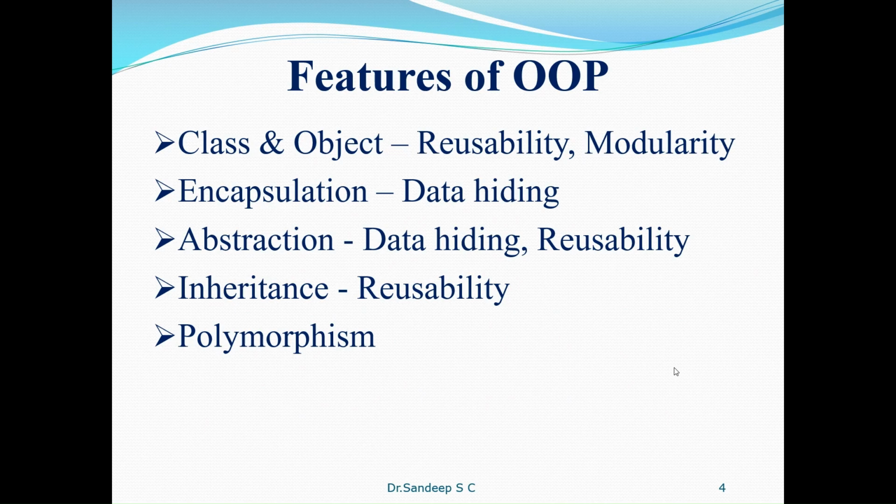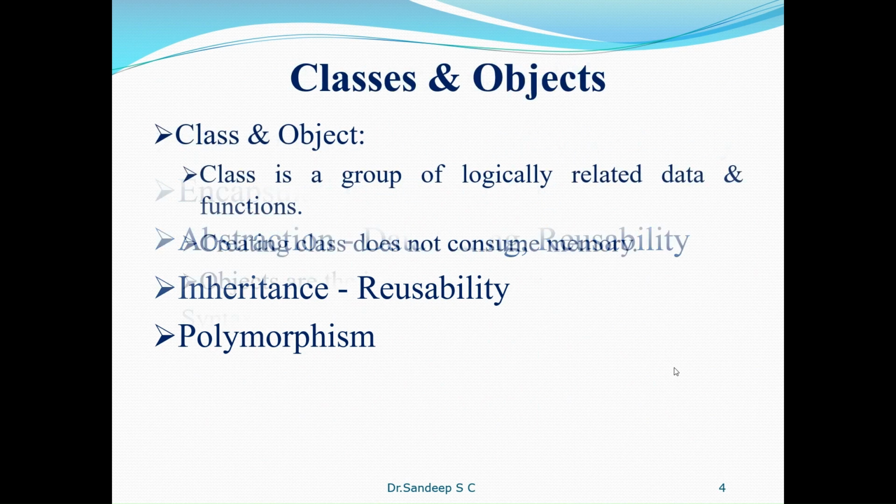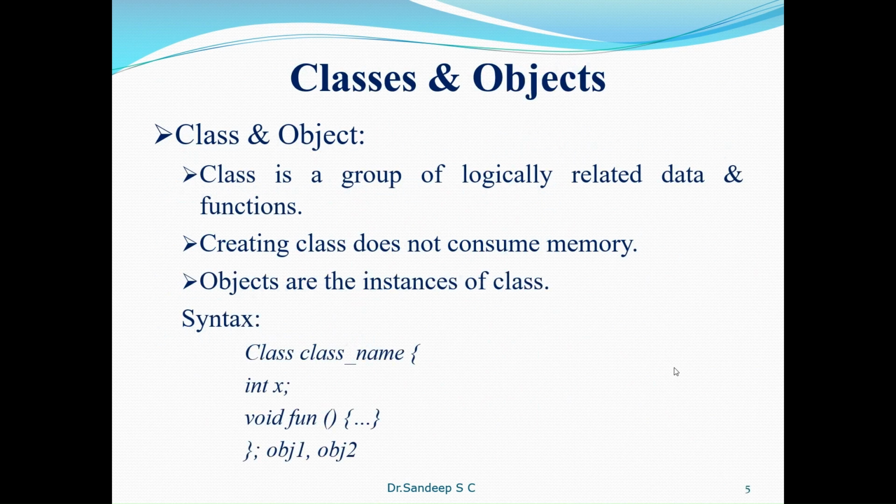Now let's dive deep into each one of them. First one, that is classes and objects. Basically, a class is a group of logically related data and functions. Just now we said that the functions and data will be bound together. That binding is done as a class. Inside the class, the data we need and the functions associated with that data are put into one class.